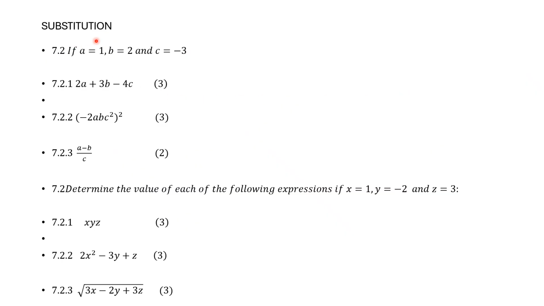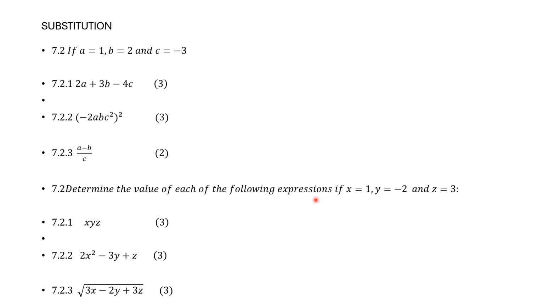Right, so for substitution, if A equals 1, B equals 2, and C equals negative 3, so you see, we tell you what values we have, then we give you an expression. So there, 2A plus 3B minus 4C. And a test: can you take this and put it into that expression? 7.2.2, they gave minus 2ABC, in brackets, all squared, for 3 marks. 7.2.3, A minus B divided by C for 2 marks. Right, then we have a second problem here.